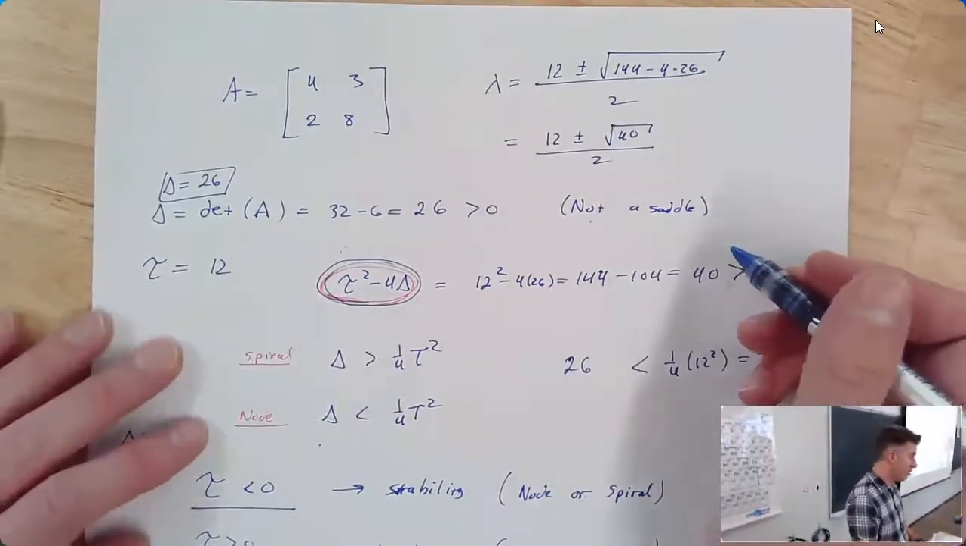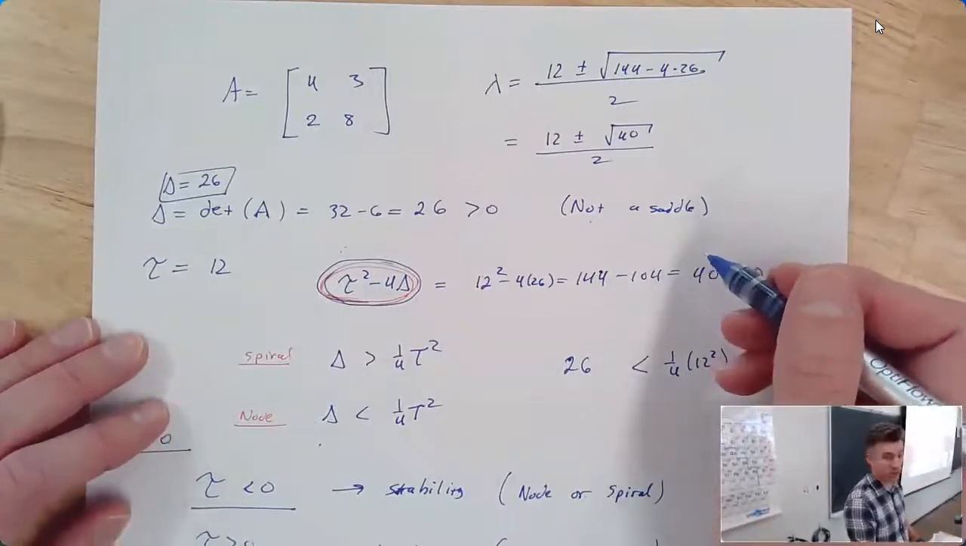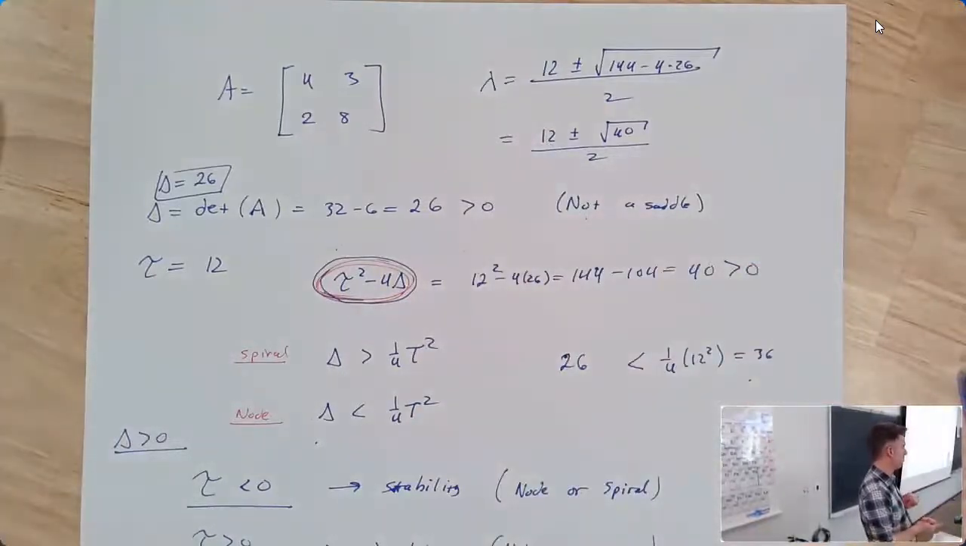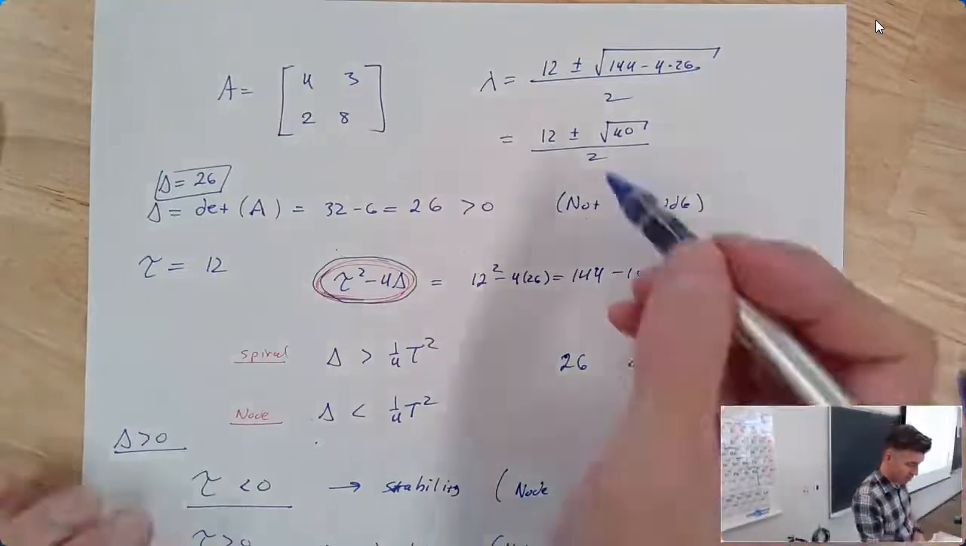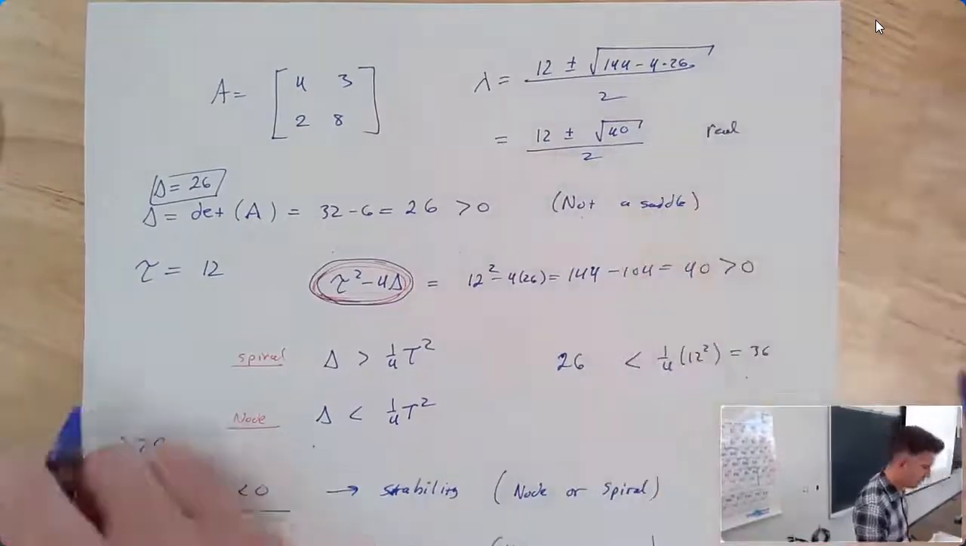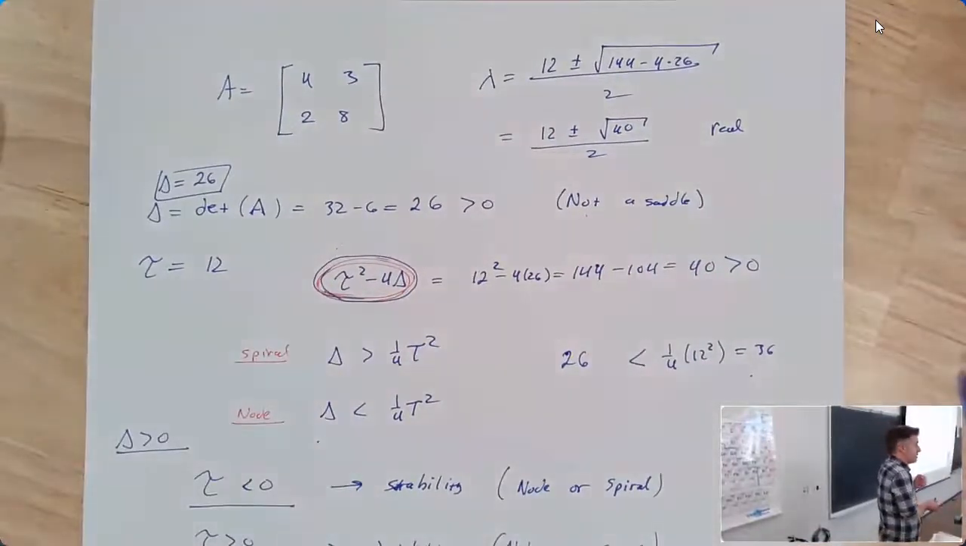We know it's not a saddle because we already know the determinant's positive. So are my eigenvalues real or imaginary? Am I taking the square root of a negative or not? No. Since I have a square root of 40, it's not the square root of a negative number, so my eigenvalues are definitely real. And they can't be opposite signs, because we already know it's not a saddle. To be a saddle, the eigenvalues have to be one positive, one negative. So since they can't be opposite signs, we know they're both real. Are they both positive or are they both negative?